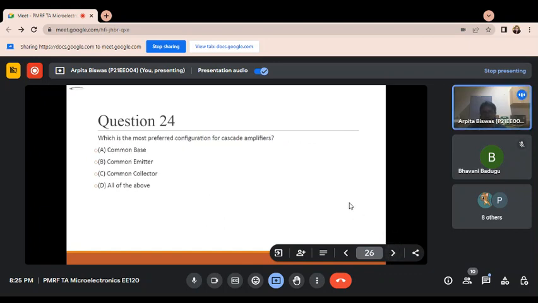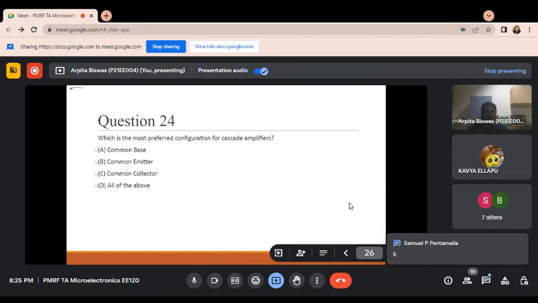So next is question number 24. Which is the most preferred configuration for cascade amplifier? The first option is common base, the second option is common emitter, the third option is common collector, and option D is all of the above. Common emitter. Kavya, what is the right answer? It's FET gain.